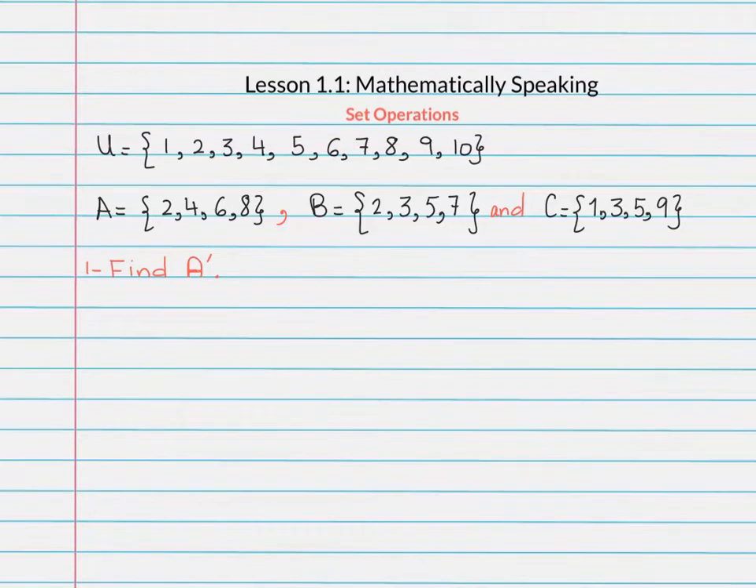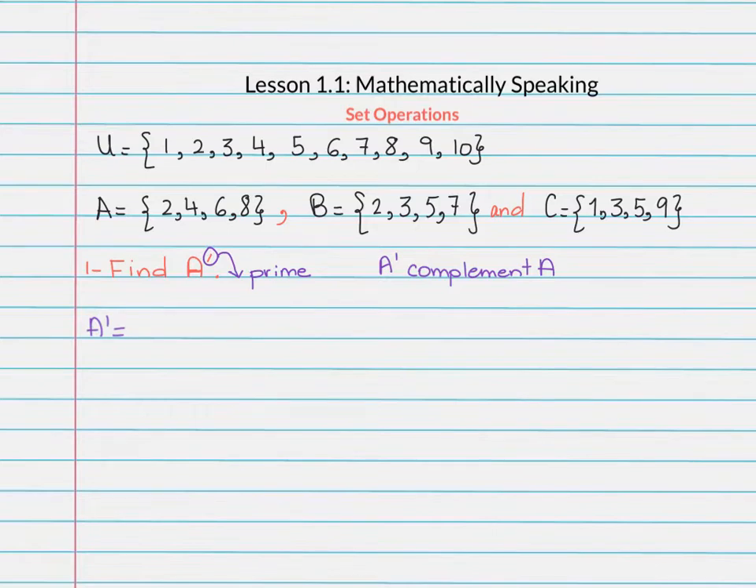This symbol over here is known as prime. And A prime means it is the complement of set A. Now how do we find A prime? You have to know that A prime is a set that has elements inside. But what are those elements? Those elements are all the elements that are found in the universal set, but I cannot find them in A. How do I get them?